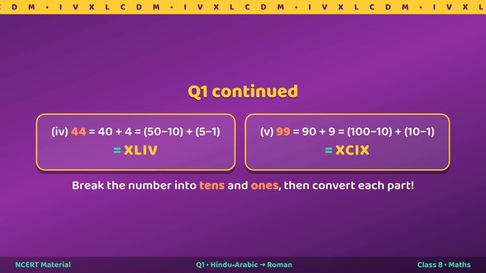Next, 44. Break it up. 40 is 50 minus 10, XL. And 4 is 5 minus 1, IV. Together XLIV. And 99? 90 is 100 minus 10, XC. 9 is IX. So 99 is XCIX. The trick is to break the number into tens and ones and convert each part.